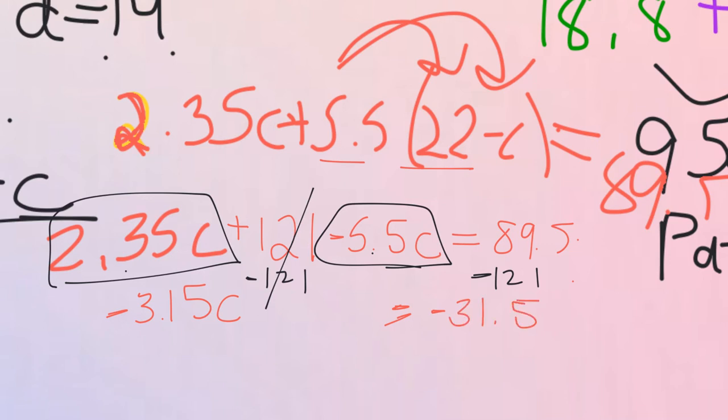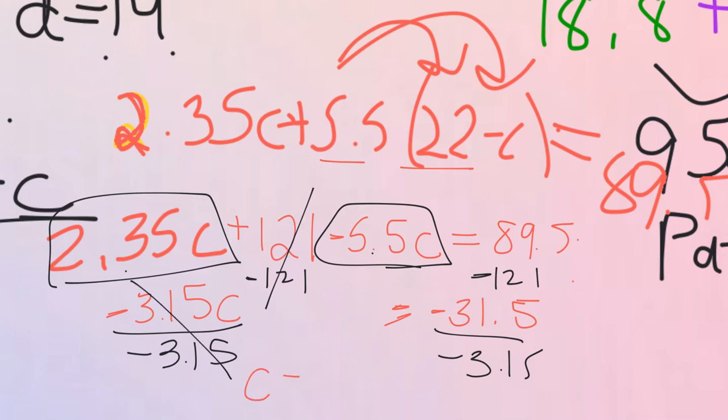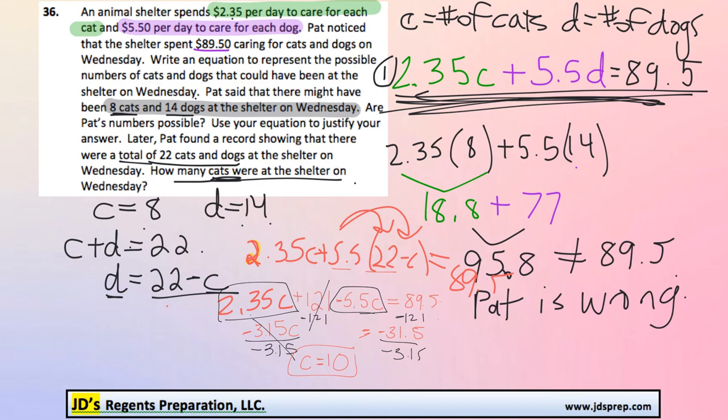And then finally, to isolate C, we would divide both sides by negative 3.15, canceling that out. And we get that C is equal to 10. So, in conclusion, we could say that there were 10 cats in the shelter.